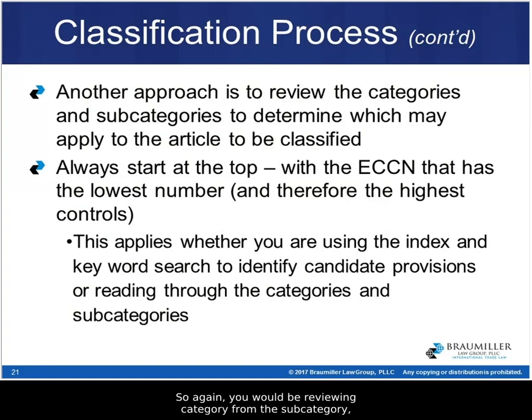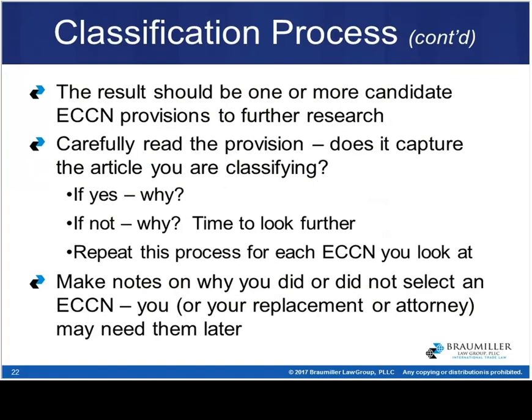Again, you would be reviewing the categories and subcategories. Always start at the top. And again, when we say the top, that's really in terms of the strongest level of control. That's the ECCN that has the lowest number. So you should come up with one or more candidates or one or more provisions.